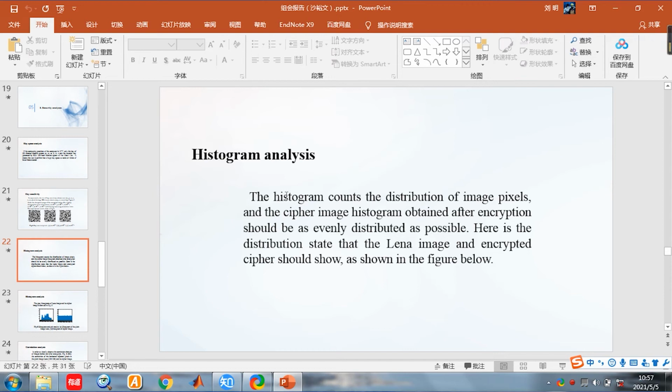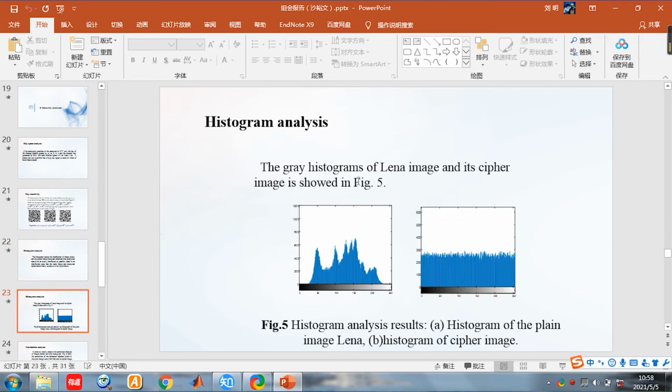Histogram analysis. The histogram counts the distribution of image pixels, and the cipher image histogram obtained after encryption should be as evenly distributed as possible. Here is the distribution state that the Lena image and encrypted cipher image show, as shown in the figure below. The gray histograms of Lena and its cipher image are shown in Figure 5. A. Lena histogram. B. Histogram of cipher image of Lena.